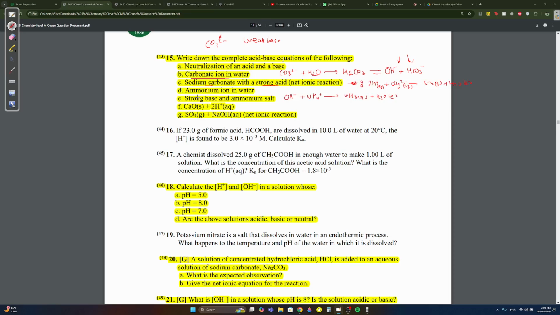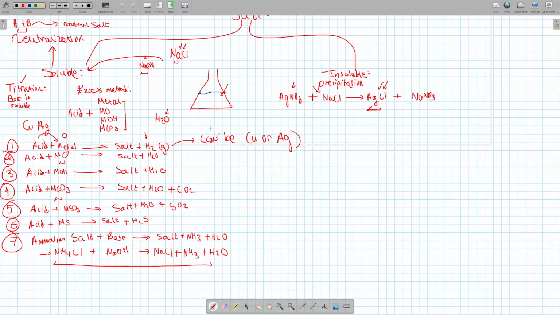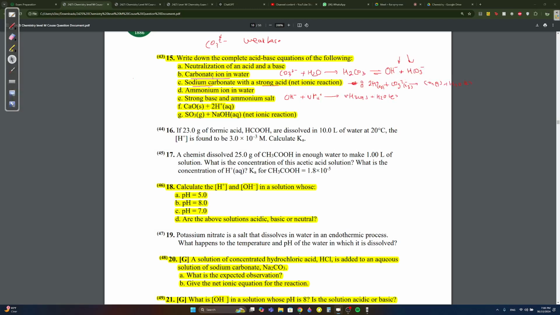Okay? Don't try to understand, just memorize. Honestly, just memorize. It's all these seven, in addition to carbonate ion in water and ammonium ion in water. These two, memorize them.